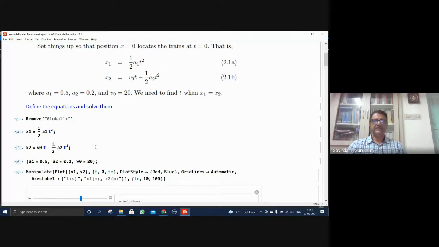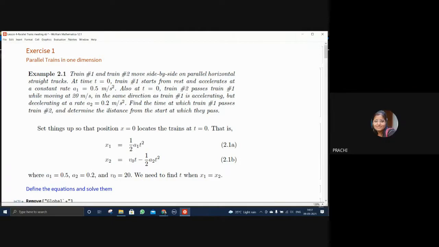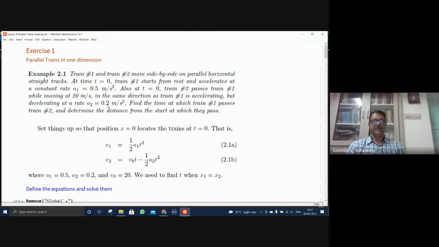This is just curiosity to know whether they meet or they don't meet at all. But I have a feeling they should meet because their accelerations are different, is it not? Do you think so? Yes, sir. Because this is 0.5, this is 0.2, positive value I'm taking now.